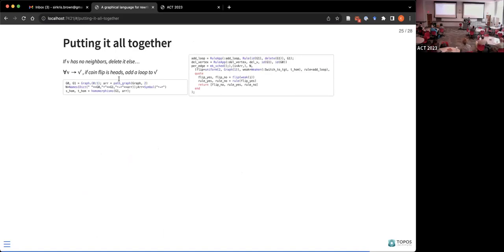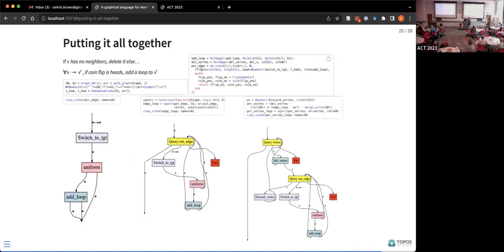Well, let me just show what this looks like. This graph right here, which we've constructed with this code here, is basically what we want to do for every single edge. I wrote here my natural language description of what's going on: for all edges V to V prime, I want to switch my focus to the target. I want to flip a coin, and if the coin is heads, I want to add a loop.